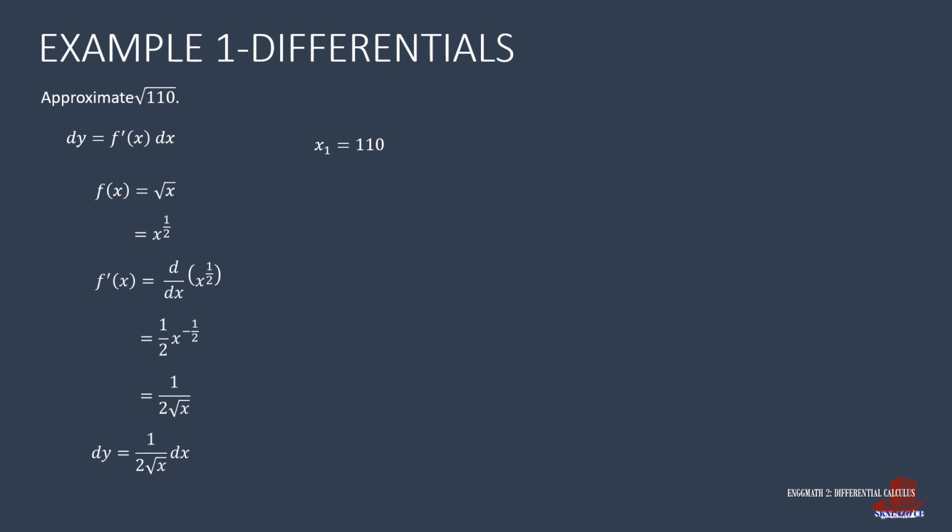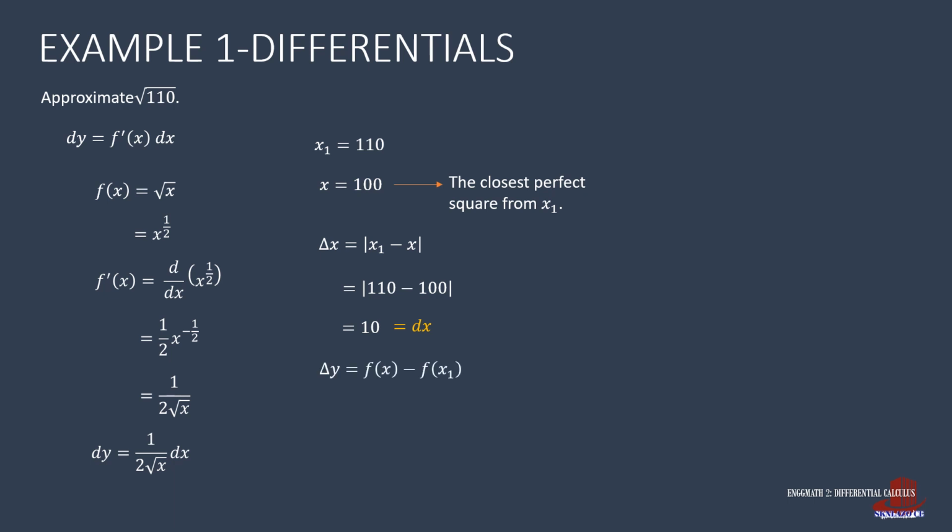X sub 1 for this example is 110, and x is 100. Again, x is the closest perfect square from x sub 1. Delta x is the difference of x's, which is 110 minus 100, taken as 10. This is dx. Delta y is the difference of functions, which becomes the root of 110 minus the root of 100, simplified as the root of 110 minus 10.